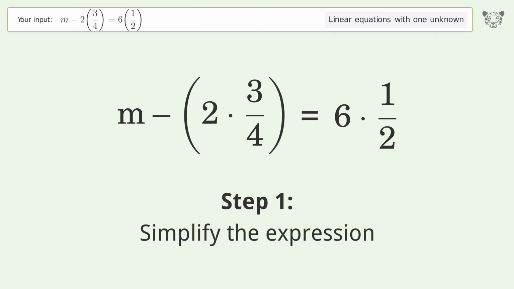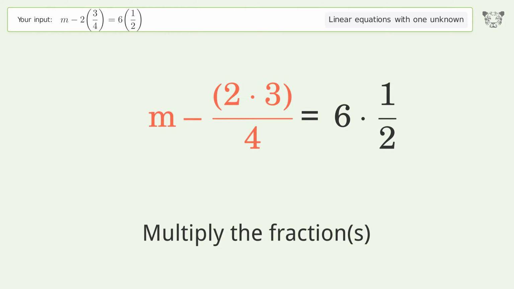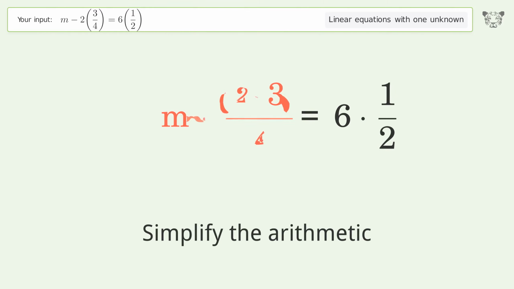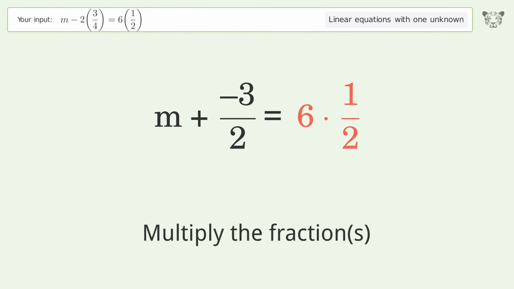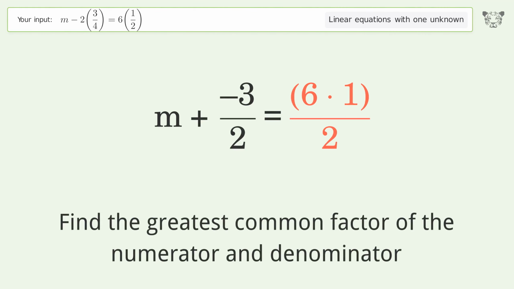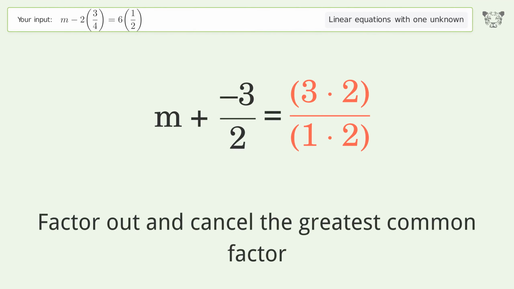Simplify the expression. Multiply the fractions. Simplify the arithmetic. Multiply the fractions. Find the greatest common factor of the numerator and denominator. Factor out and cancel the greatest common factor.